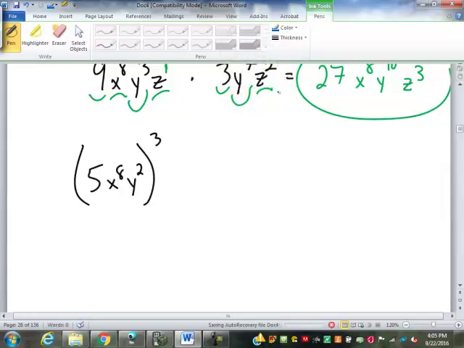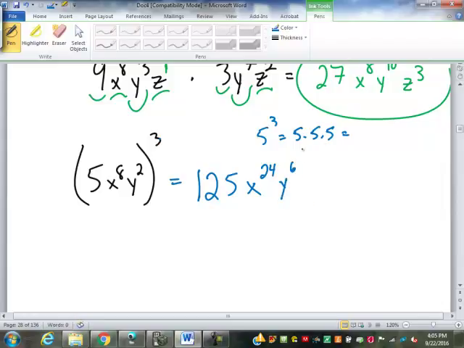So what if I have a number in there with the power? Is this going to be 5 times 3 is 15? No. The number still has to be raised to the power. 5 to the third is 5 times 5 times 5, which is 125. Then we work with the variables like we did before. x to the 8th to the 3rd power will be x to the, careful, 24. When it's a power to another power, you multiply. 8 times 3 is 24. y to the 6th.